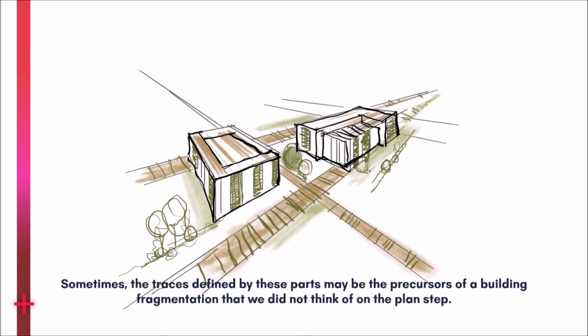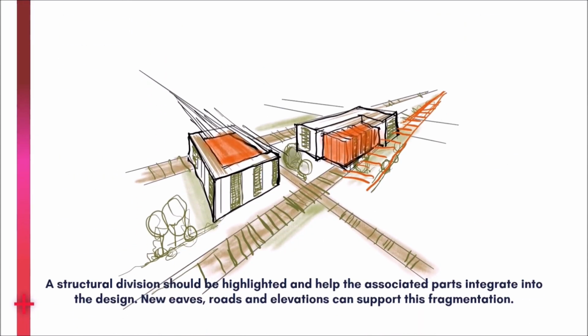Sometimes, the traces defined by these parts may be the precursors of a building fragmentation that we did not think of on the plan step. A structural division should be highlighted and help the associated parts integrate into the design. New eaves, roads and elevations can support this fragmentation.